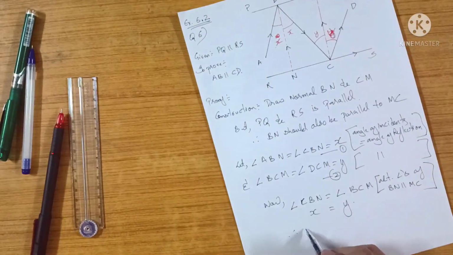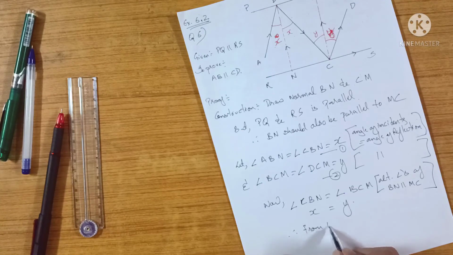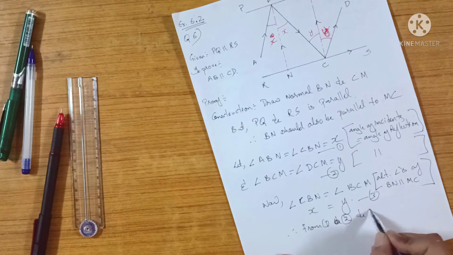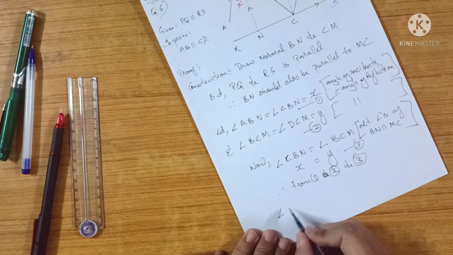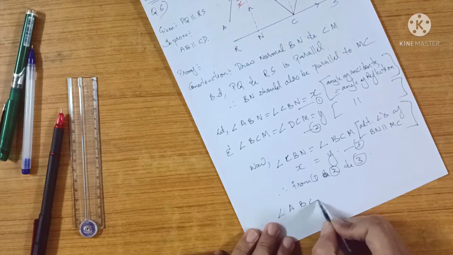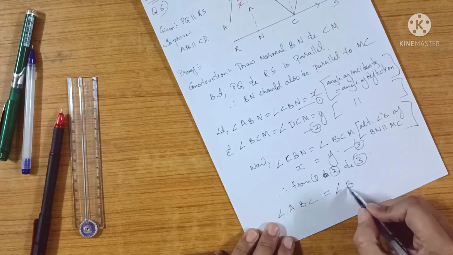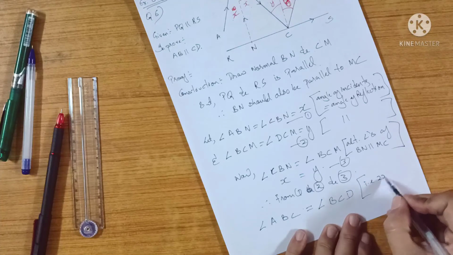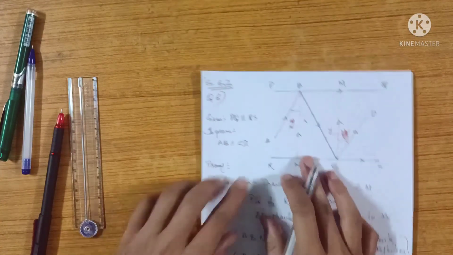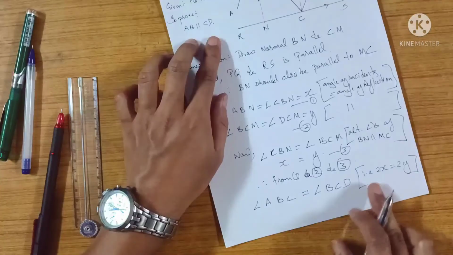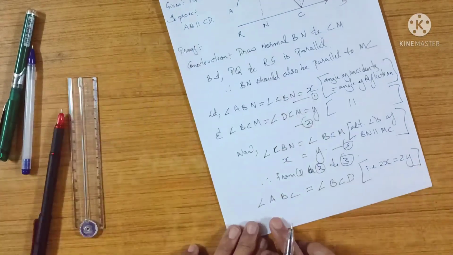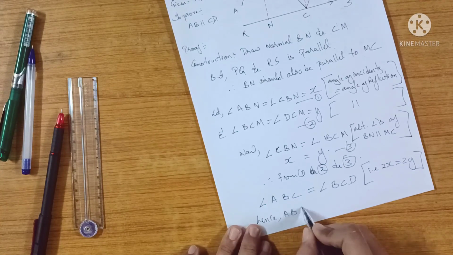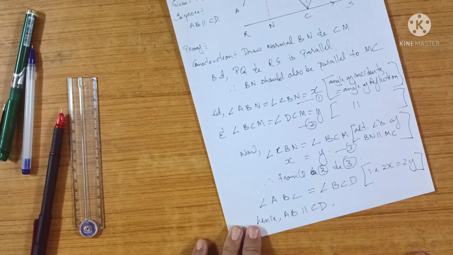Therefore, from 1, let's make this 3, 2 and 3, angle ABC equal to angle BCD, that is 2x equal to 2y, because this is theta, x equal to y. So since x and y are equal, this and this is equal, hence AB is parallel to CD.